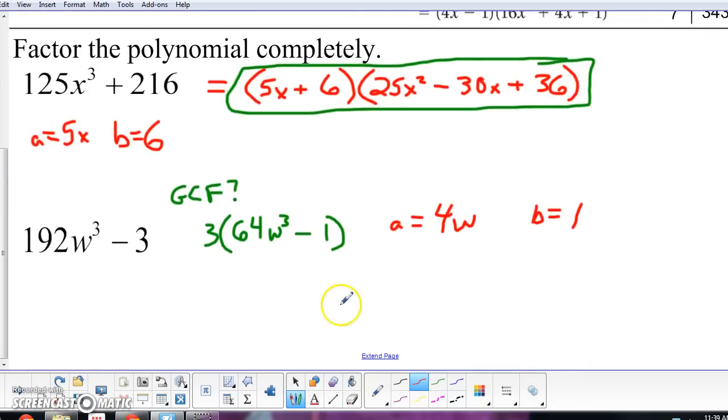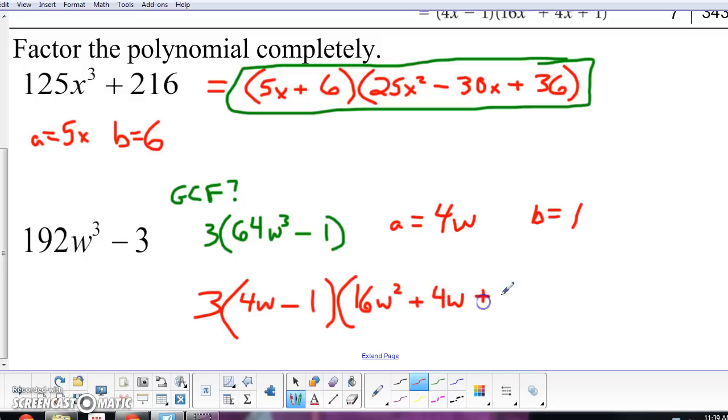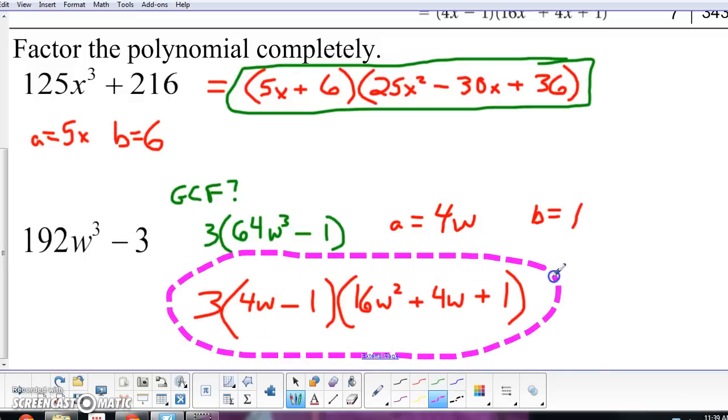Knowing those things, I can use my pattern. There will be a 3 in my answer, so I'll put 3 times the binomial factor, which is 4w minus 1 this time because it was a difference of cubes, times a squared, 16w squared, plus ab, which is 4w, plus b squared, which will be a 1. There you have it. The 3 that I took out at the beginning, binomial factor, trinomial factor. This is a completely factored polynomial using the difference of two cubes.